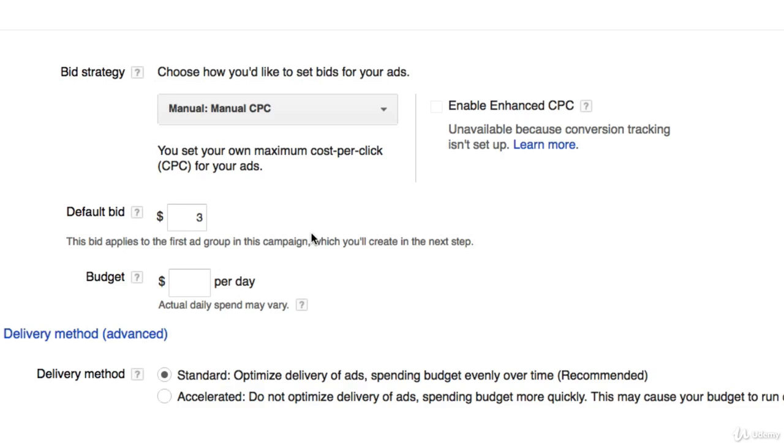But the average seems to be in that $2.80 to $3.50 range, and that's aggregate across millions of clicks that we've analyzed and that other industry experts have released from their own manager accounts.